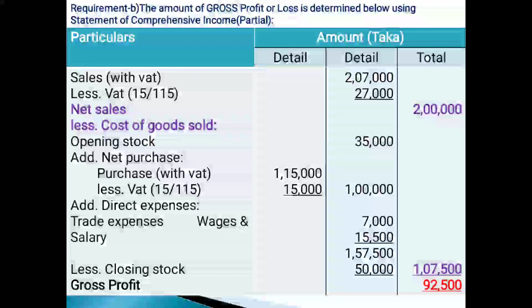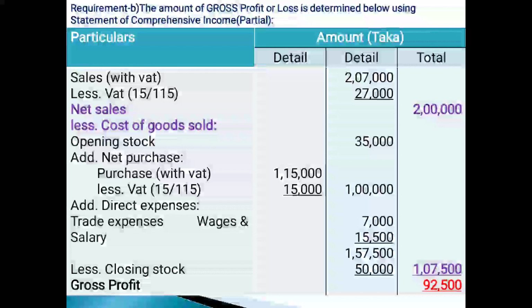At this moment the total of debit items is 1,57,500 total adding items, less closing stock taka 50,000 from adjustment. Net closing stock: in the adjustment, closing stock value is taka 55,000 and it includes taka 5,000 for unused stationery, so the net amount of closing stock, taka 50,000, is deducted from the total. Now we can get taka 1,07,500, this amount is treated as cost of goods sold.